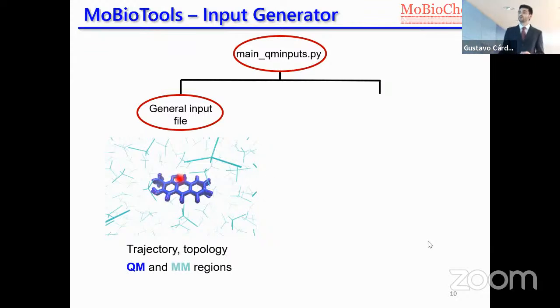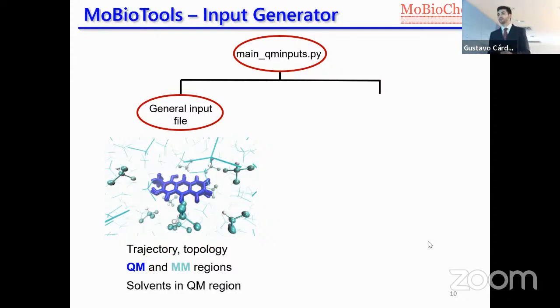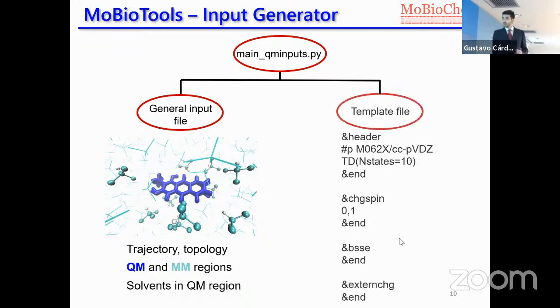Then we have to indicate which of the atoms correspond to the quantum mechanical region and which are in the molecular mechanics region. And finally, whether we want to include some solvent molecules in the QM region. Now, the second file is a template file which has the specifics regarding the quantum mechanical methodology that we want to employ. The syntax is, of course, program dependent. And more importantly, perhaps, you have to point out whether you want point charges or not. Of course, they are important when we are doing quantum mechanics, molecular mechanics computations.